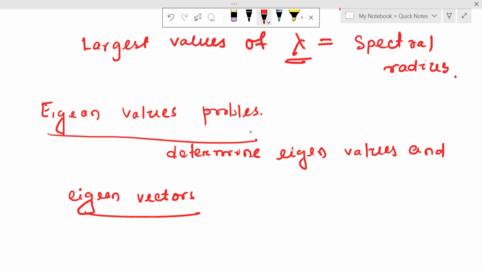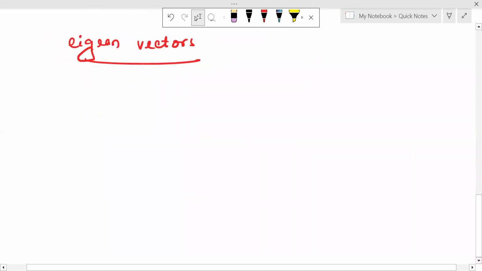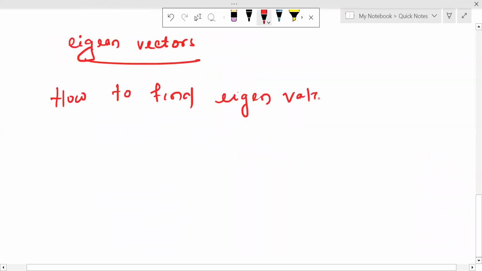The set of all eigenvectors corresponding to an eigenvalue, including 0, is called the eigenspace. Let's consider one example: how to find the eigenvalues and eigenvectors?